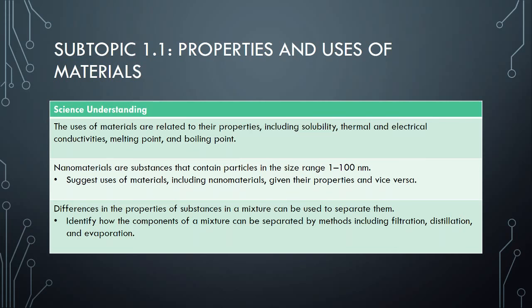So these things that you see in the table are the ones that will be covered as new ideas, and dot points usually mean they're the ones that you have to be able to do. The first point that we'll cover is use of materials, which are related to their properties, including solubility, thermal and electrical conductivities, melting point and boiling point. Now they are what's called physical properties, and then we will get to other things like nanomaterials and properties of substances in a mixture and how to separate them.